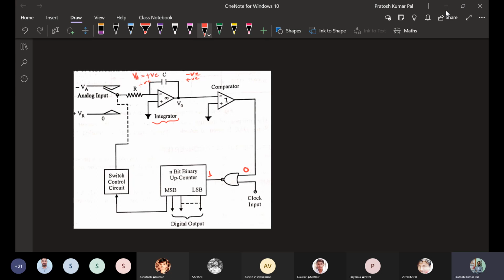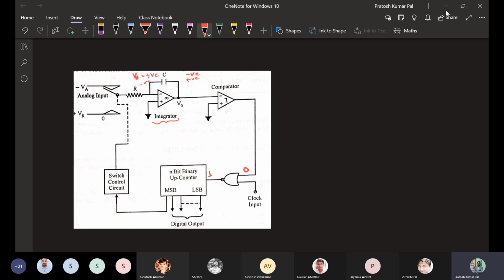Here the switch control says the switch should be connected to either the analog input voltage or a reference voltage, based on the logic that we are obtaining through this control circuitry. Whatever up counting happens at the up counter will be stored and considered as the digital output.